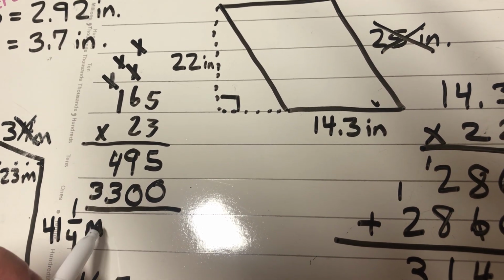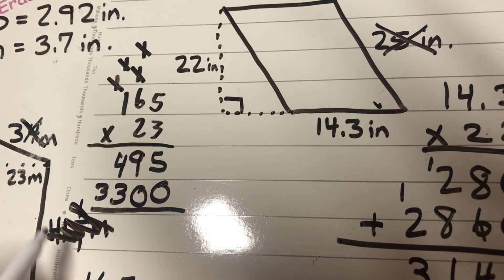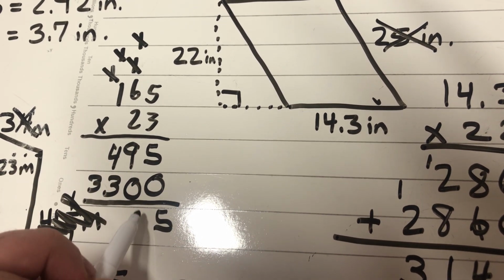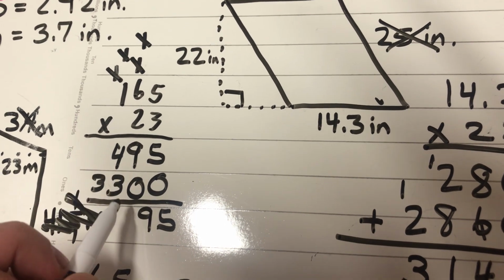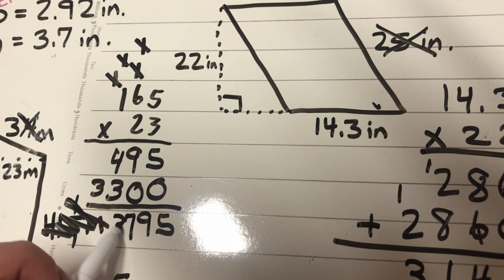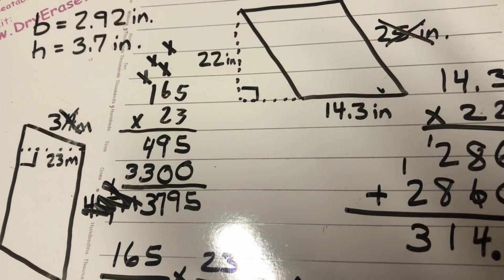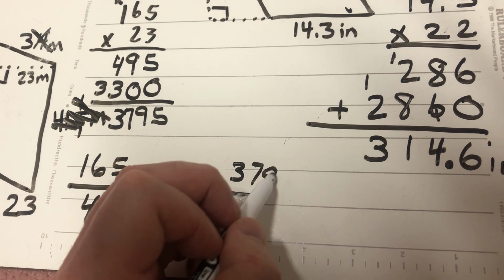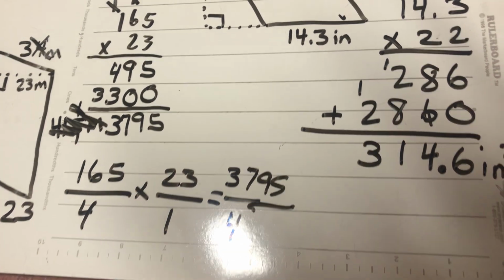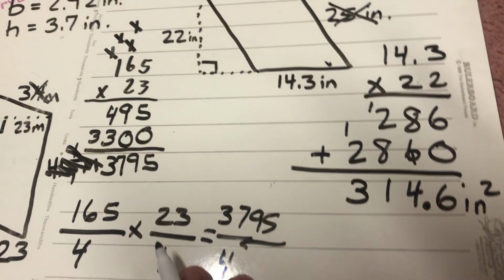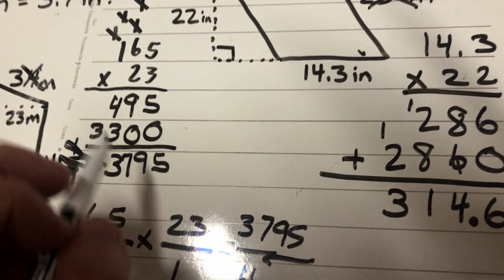When I add these all together, let's get those out of the way. 5 and nothing is 5. 9 plus 0 is 9. 4 plus 3 is 7. Nothing and 3 is 3. So I end up with 3,795 over 4.